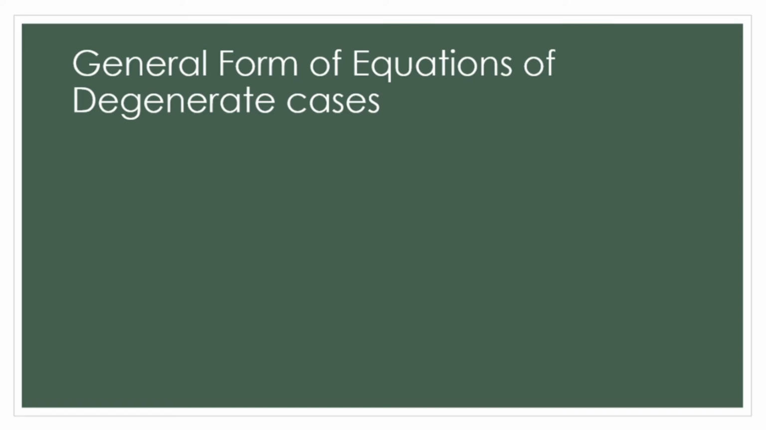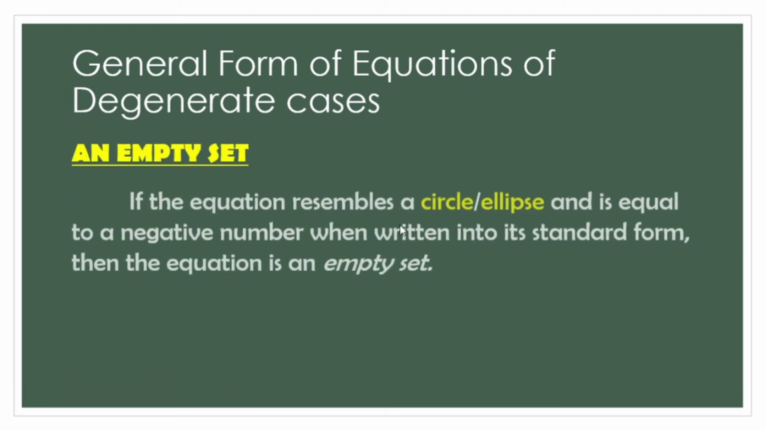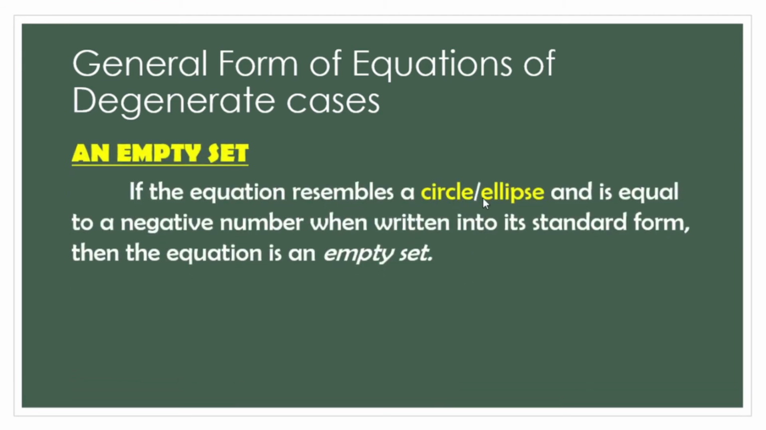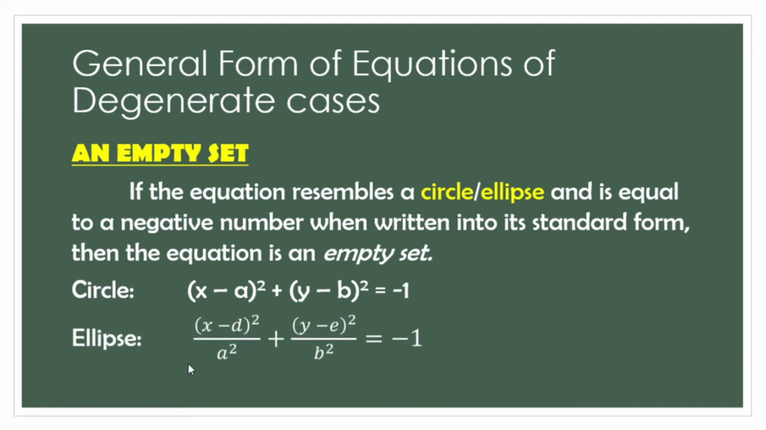Now, moving on to an empty set. So, again, it will resemble a circle or ellipse. Pero kapag nilagay mo ulit siya dun sa standard form niya, it will equal to a negative number. So, example is this one. Yan. This one is a circle, kaso nga lang yung kanyang radius is negative, kaya siya empty set. And then, here's another one. It will resemble, again, an ellipse, but is equal to negative 1. So, again, it is an empty set.